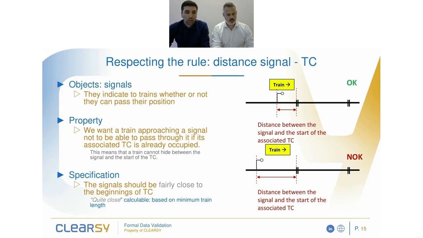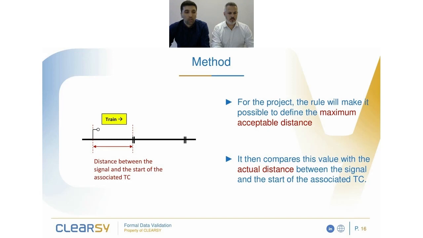But what is close enough? Here we can guess that it is directly related to the length of the train. So once we have the minimal length of a train, we can compute the maximum acceptable distance and compare it to the actual distance of any switch with any signal with any track circuit.